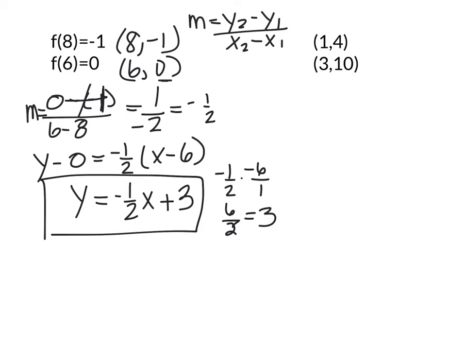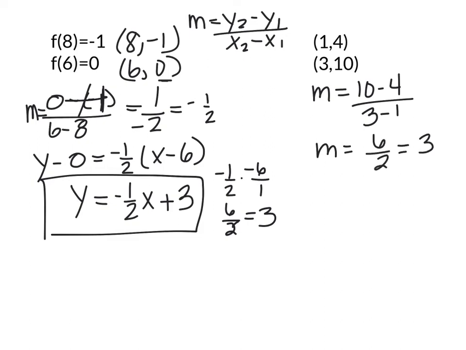And then if you're given 2 points in your point form, let's find our slope. m equals 10 minus 4 over 3 minus 1. m equals 6 over 2. m equals 3. And then I can use either point. y minus 4 equals m, 3, times x minus x1, which is 1 in this point, right? x1, y1, this is the point I'm going to use. x minus 1, and then distribute.